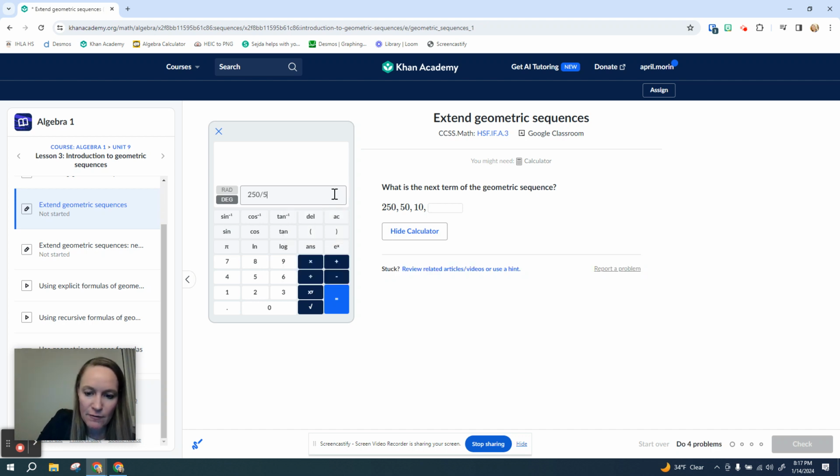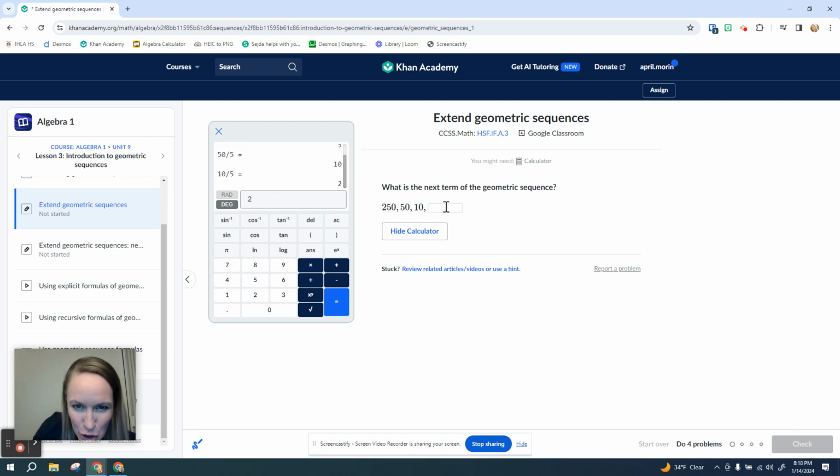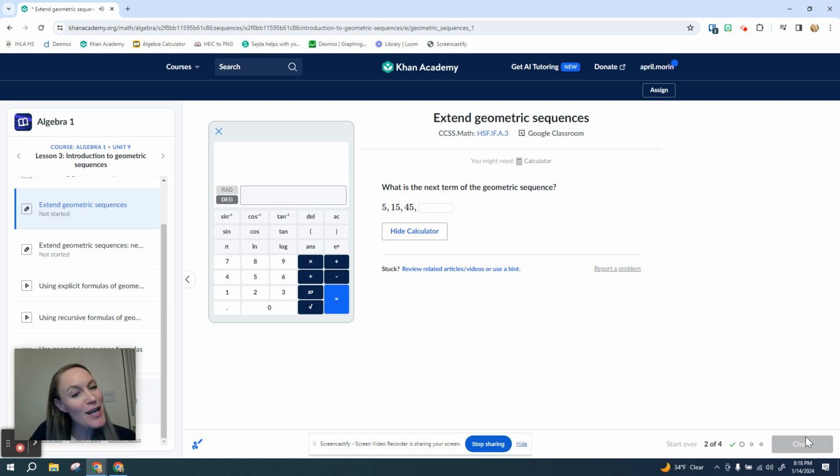250 divided by 50 is 5. And then if I take 50 and I divide by 5 again, that's 10. So again, we just need to divide by 5 for the next, which is 2. All right. So that is our answer. Okay. So arithmetic, addition, subtraction; geometric, multiplication, division.